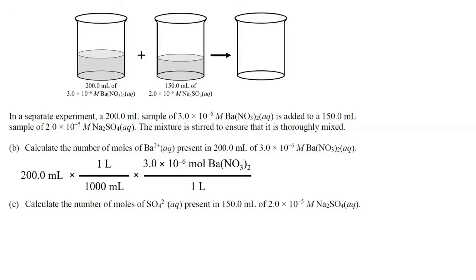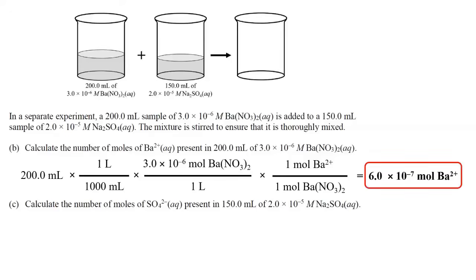Now, they just want the number of moles of barium ions, but I would get the same value if I didn't do this last step because it's just a 1-to-1 ratio. I'm just showing you that in that formula for barium nitrate, there is 1 mole of barium ions present for every 1 mole of barium nitrate. So 200 divided by 1,000 times 3.0 times 10 to the negative 6 gives me 6.0 times 10 to the negative 7 moles of barium.